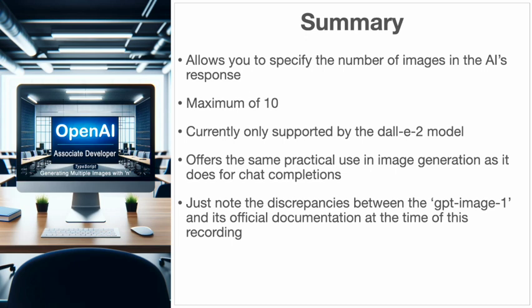The N property offers the same practical use cases for image generation as it does for chat completions. It allows you to explore different possible responses, providing multiple options to choose from. This is especially useful for creative processes, where having a variety of ideas and solutions can enhance the final output. Whether you're generating text or images, the N property helps you get a broader range of AI-generated content, making your applications more versatile and dynamic.